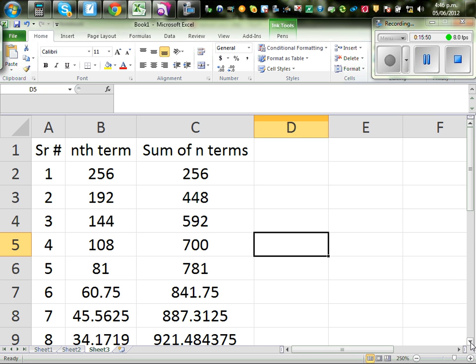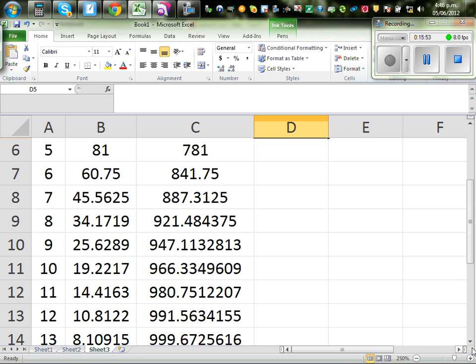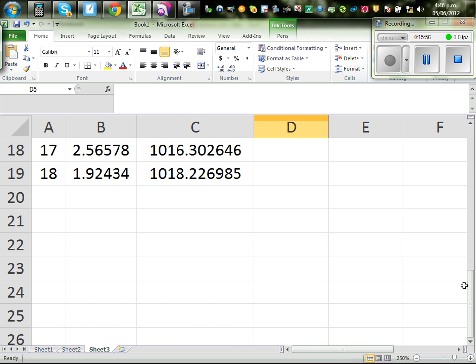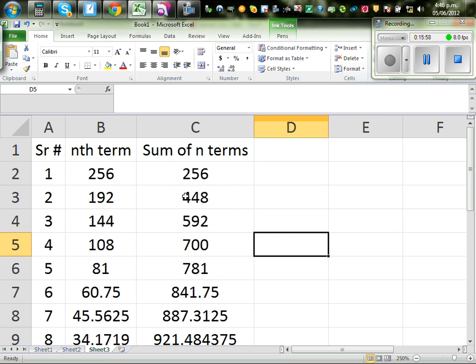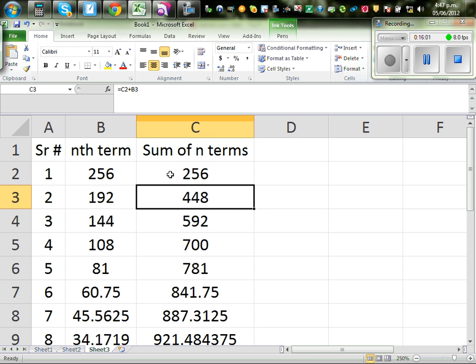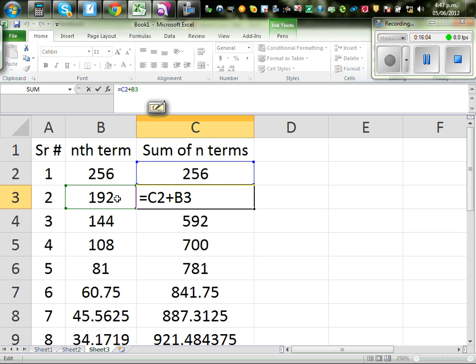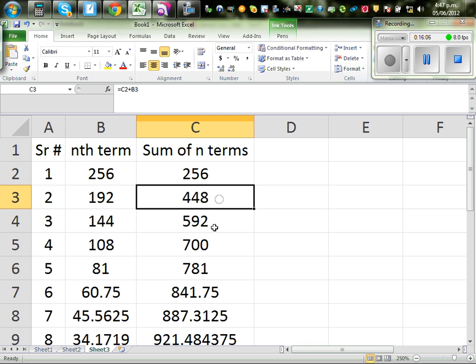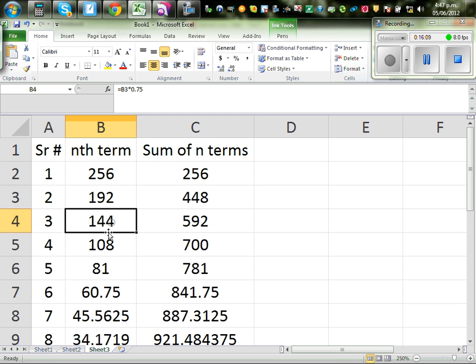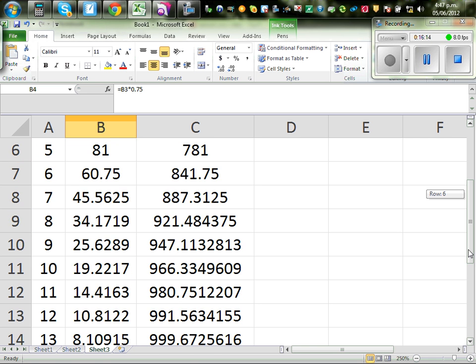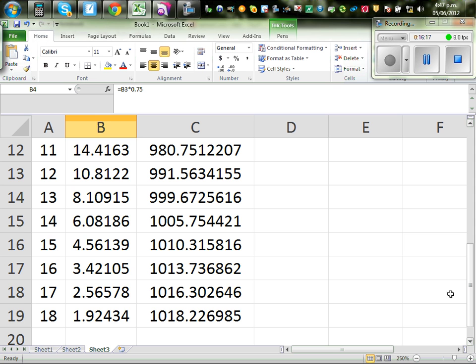So can you see this number is going to get smaller and smaller and smaller. And here I have added them. So if you see this formula, this is this plus this. This plus this gives you this. And if you keep on, can you see it's approaching something. I have gone only up to 13. When it is 13, it is 999.67256. And when it is 14, it is over 1000.